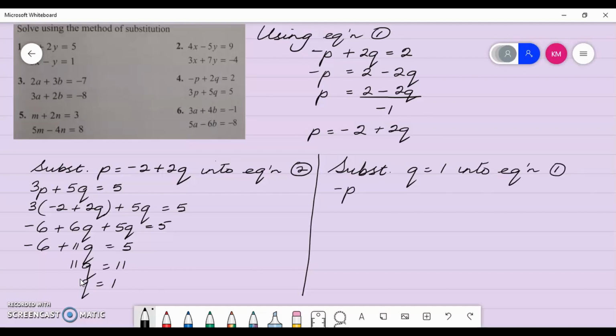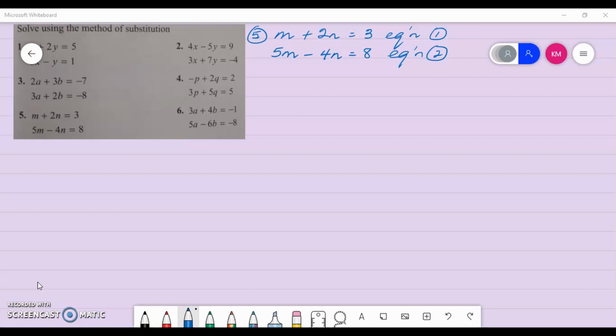I write back that equation 1, negative p plus 2q equals to 2. Q is equal to 1, so I'm going to have 2 multiplied by 1 is equal to 2. Negative p plus 2 is equal to 2. Negative p is equal to 2 take away 2, which is 0. P is equal to 0. 0 divided by negative 1 is 0. So there you have it for that question. P is equal to 0 and Q equal to 1.